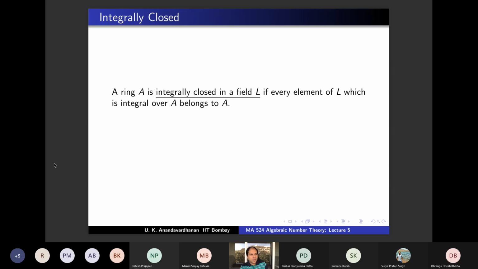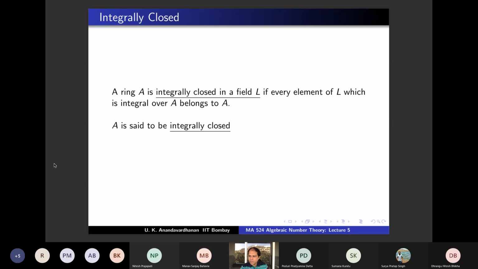This is very parallel, no? K is algebraically closed if K is K bar, right? K is equal to its algebraic closure. Similarly, A is integrally closed in L if the integral closure of A in L coincides with A. If every element of L which is integral over A belongs to A, then A is integrally closed in the field L. Now suppose I say A is integrally closed. There is no field L mentioned. What should be the definition? Take a guess.